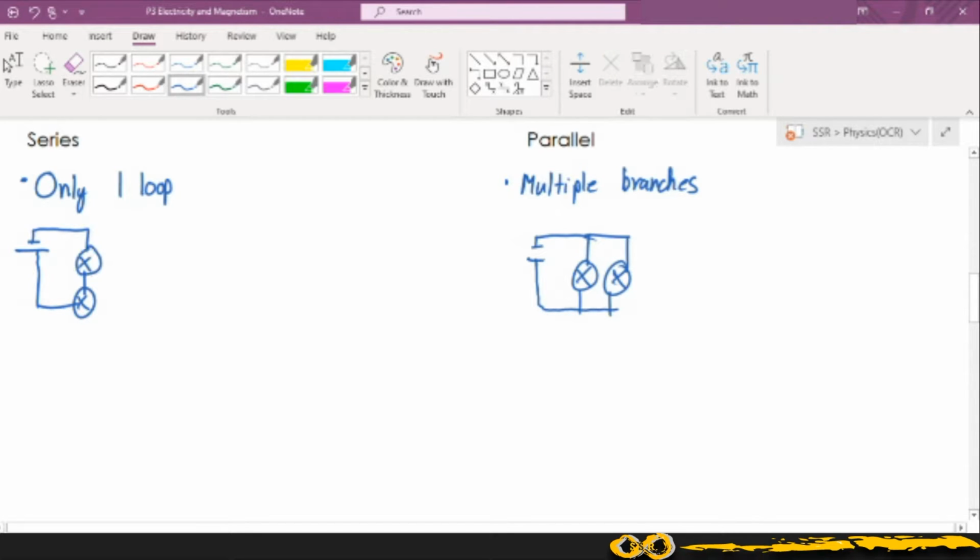There are some disadvantages and advantages to both, but one of the main things is that in a series circuit, if one of the lamps stops working and this breaks the current flow, then the entire circuit stops working. Whereas in a parallel circuit, if this lamp stops working, this one is still able to continue. Let's add some instrumentation to our circuits in order to be able to measure some things about them. We'll add some voltmeters, and these are always connected to your circuit in parallel with the component that they're measuring.